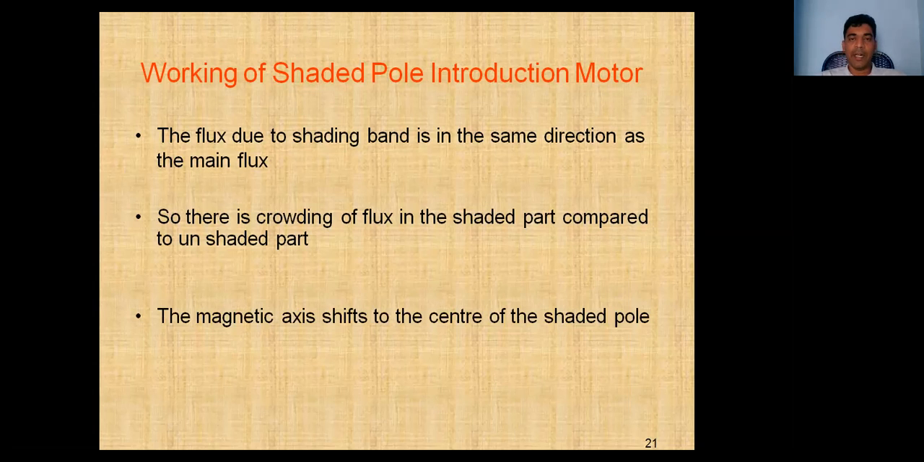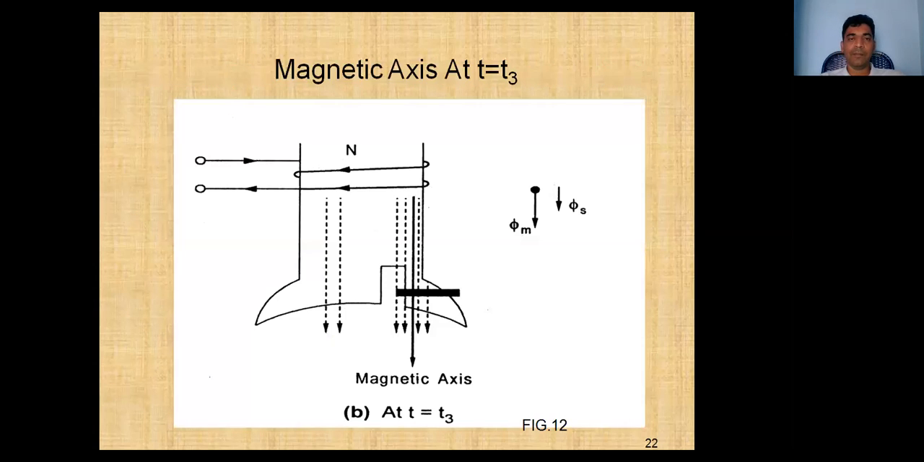The flux due to the shading band is in the same direction as the main flux. So there is crowding of flux in the shaded part compared to the unshaded part. The magnetic axis shifts to the center of the shaded pole here. Magnetic axis at t equal to t3: then the magnetic axis is at the center of the shaded pole.